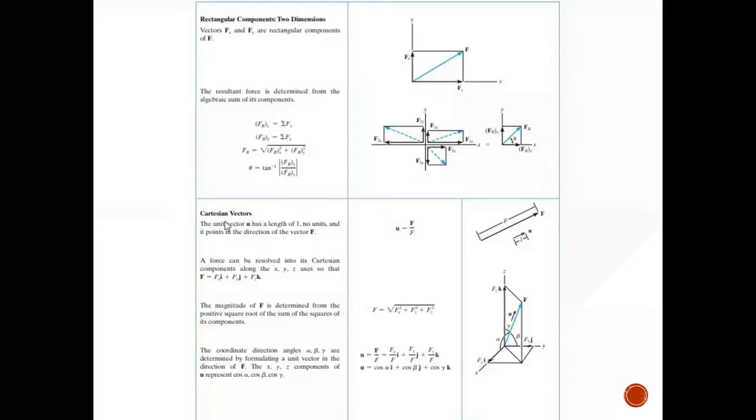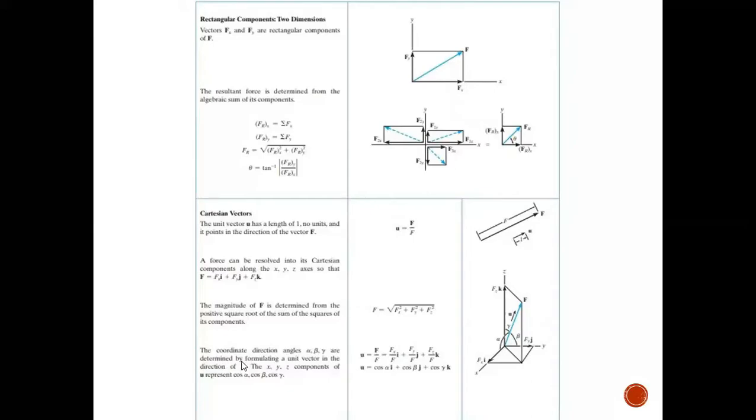And the Cartesian vectors: the unit vector u has a length of 1, no units, and points in the direction of the vector F, as this example shows. And a force can be resolved into Cartesian components along the xyz axes, so that F equals Fx i plus Fy j plus Fz k. The magnitude of F is determined from the positive square root of the sum of the squares of its components. This is the formula for the magnitude of F.